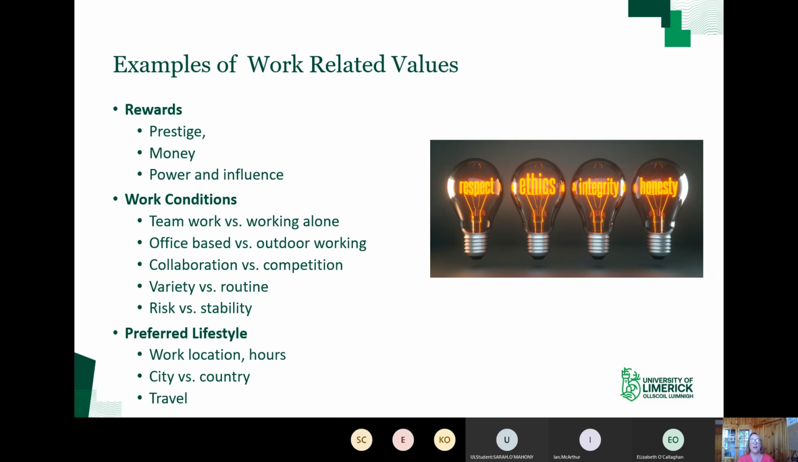So again, you see there a variety: do I value variety versus routine, or risk versus stability? And then some examples around lifestyle. Something that's really coming to the fore now is remote working and working from home, and managing that. Some people who thought they'd love it are going, oh my God, no, I want to get back into the office, I need that. Others are thriving in the environment. So even in terms of values, the experience contributes to knowing whether this is something that motivates you or is important to you. So locations, whether it's city or country, or do you enjoy travel? These aspects are examples of work related values, as I said.